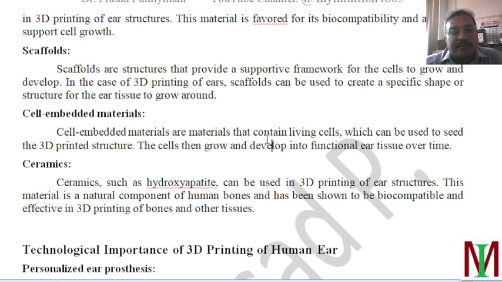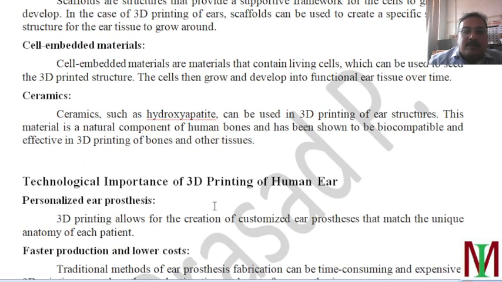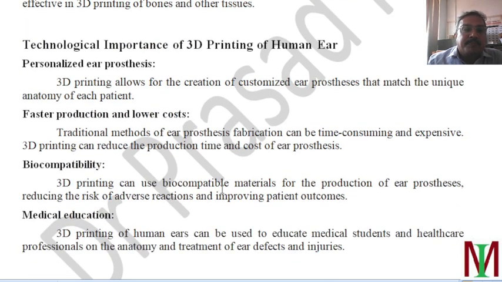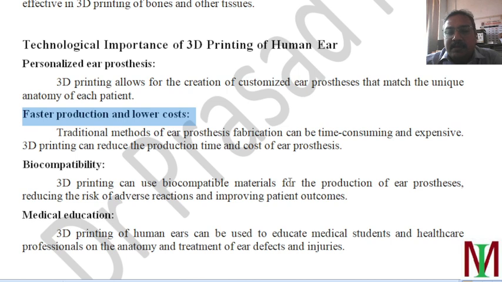Ceramics like hydroxyapatite can be used in 3D printing of ears, bones. Okay, here, why the bone? This material is a natural component of human bones and has been shown to be biocompatible and effective in 3D printing of bone also, and other tissues. Now the technological importance of 3D printing of the human ear. We get a personalized ear prosthesis which matches the anatomy of the patient, faster production and lower cost.